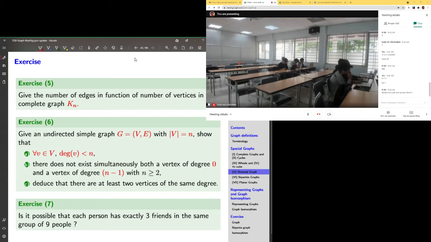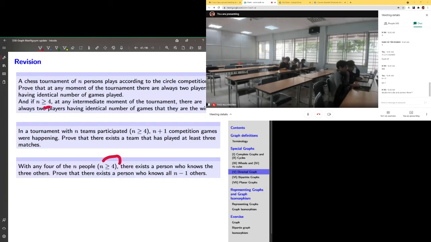The best strategy should be trying with the minimum number n. You should try n with value 4, the minimum value of n to be number 4. Figure out the method and then write the solution in the general case. So for the revision exercise, I suggest that you start with the minimum value, number 4, to figure out the method.